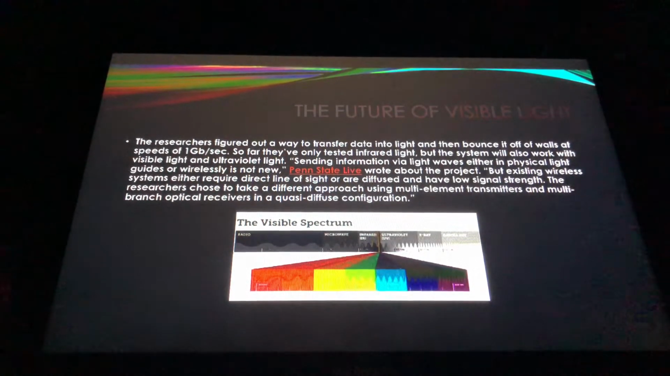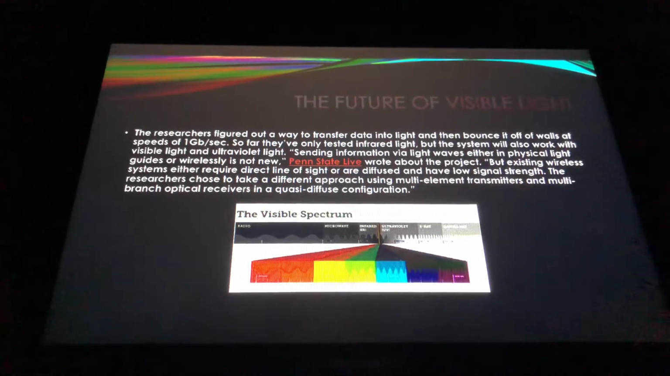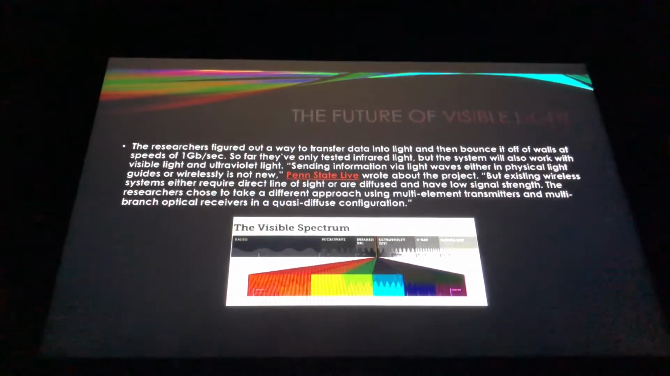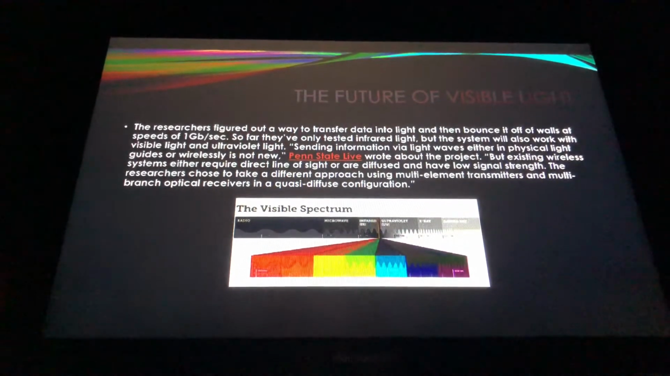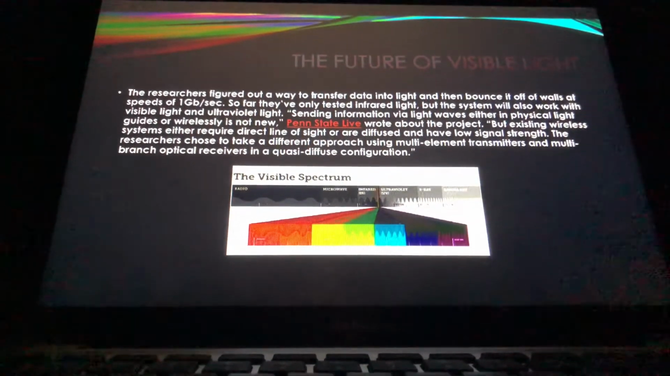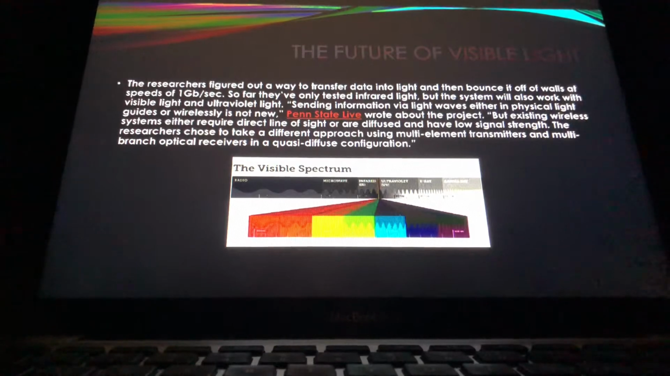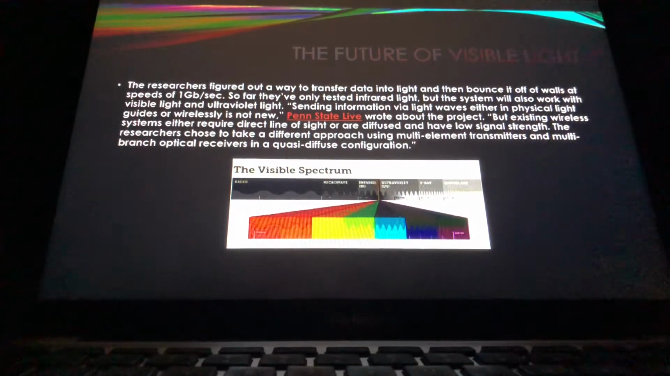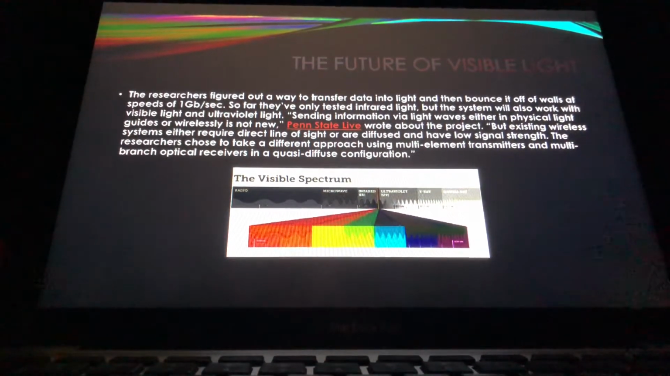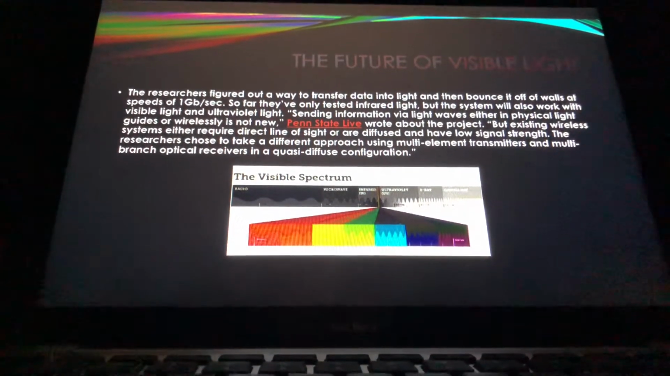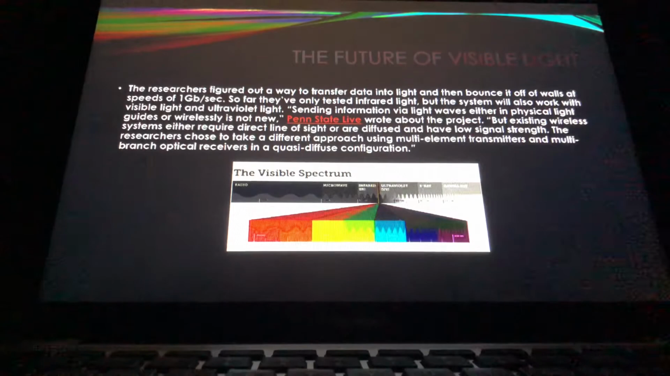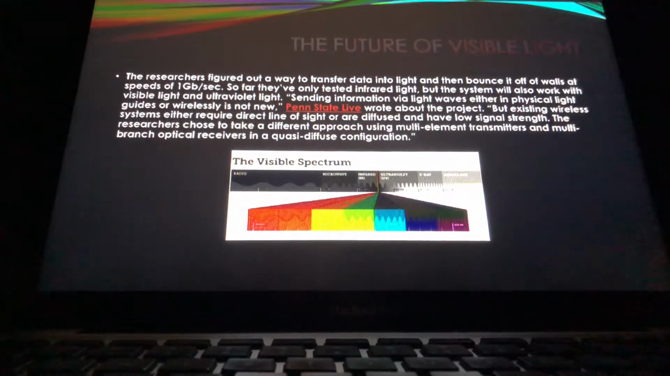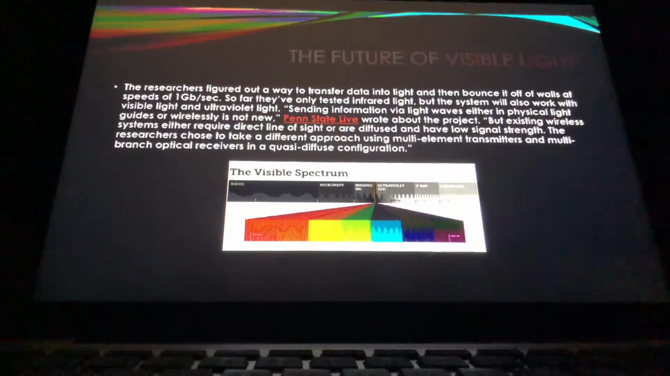Sending information via light waves, either in physical light guides or wirelessly, is not new. Penn State Live wrote about the project, but existing wireless systems either require direct line of sight or are diffused and have low signal strength. The researchers chose to take a different approach using multi-element transmitters and multi-branch optical receivers in a quasi-diffuse configuration.